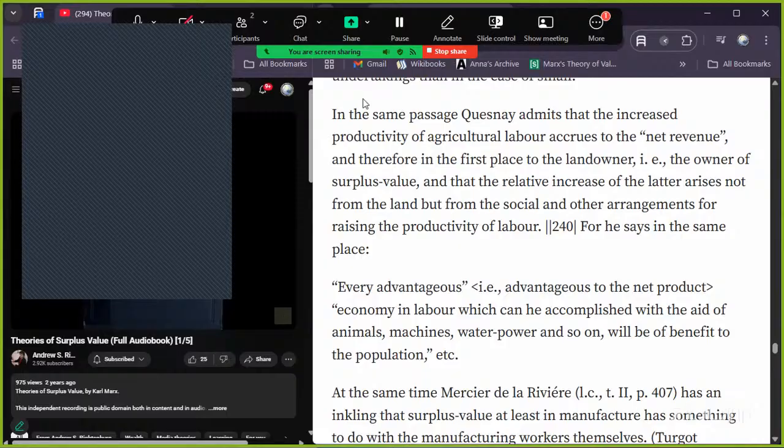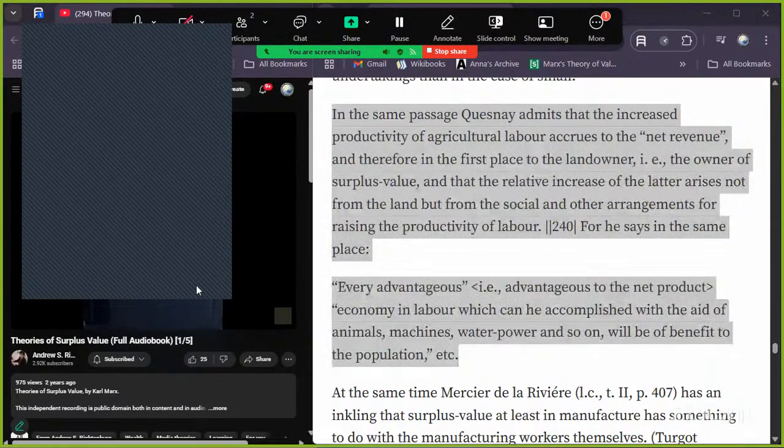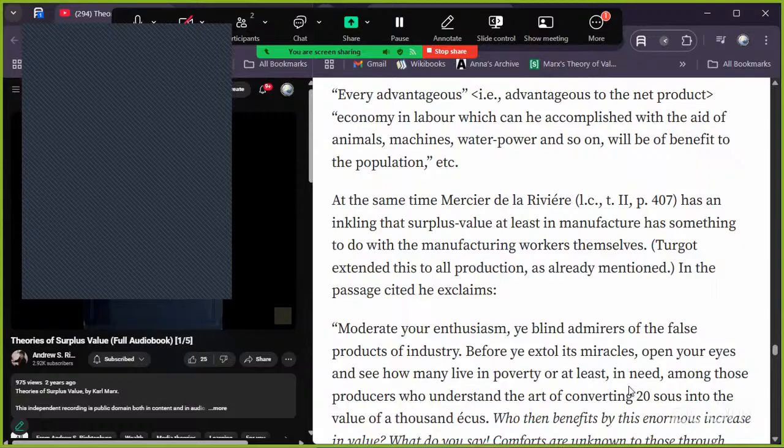In the same passage, Quesnay admits that the increased productivity of agricultural labor accrues to the net revenue, and therefore in the first place to the landowner, i.e. the owner of surplus value, and that the relative increase of the latter arises not from the land, but from the social and other arrangements for raising the productivity of labor. For he says in the same place, quote, "Every advantageous economy in labor, i.e. advantageous to the net product, which can be accomplished with the aid of animals, machines, water power, and so on, will be of benefit to the population." End quote. At the same time, Mercier de la Rivière has an inkling that surplus value, at least in manufacture, has something to do with the manufacturing workers. Turgot extended this to all production, as already mentioned.